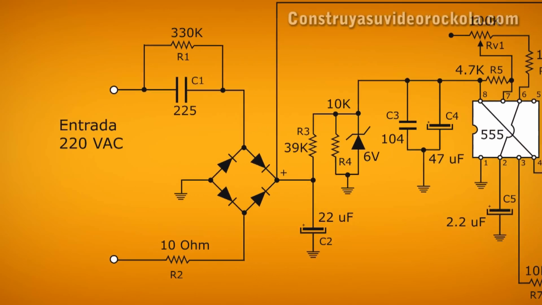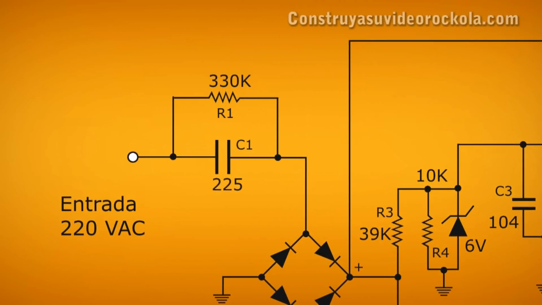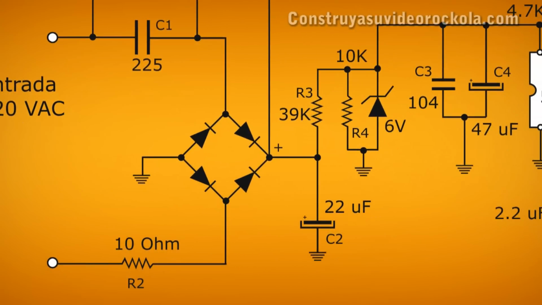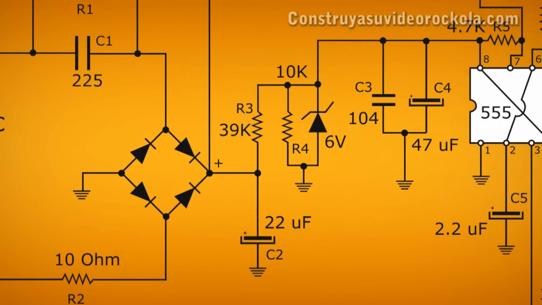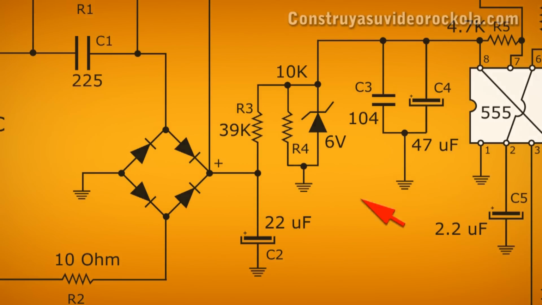Operation. This strobe light system is powered by a single source designed without a transformer. It incorporates a tank circuit formed by a 2.2 microfarad polyester capacitor and a 330K resistor. These two components limit the current to about 60 mA, which is rectified by a diode bridge and a capacitor. As this voltage is high, it is reduced to 6 volts by a Zener diode with its respective polarization resistor.